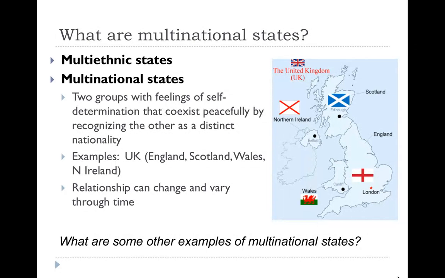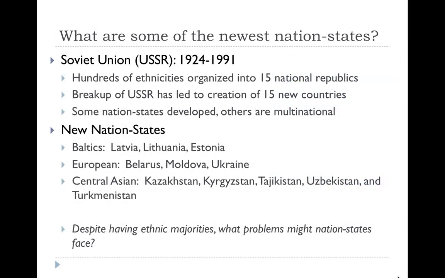And so there are a bunch of other multinational states in the world too. This is just one of the best examples. Maybe another one of the best examples, I should say, of multinational states is when we look at the Soviet Union. And this is a historical example. But if you look at between 1924 and 1991, the Soviet Union was comprised of hundreds of different ethnicities of people, all organized into 15 national republics that were all under the same Soviet government, they called it the USSR.